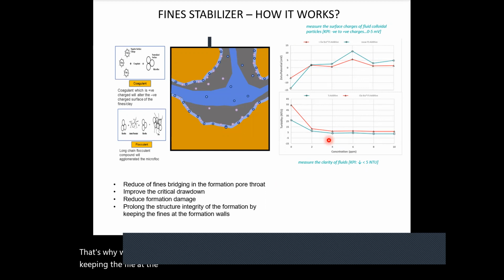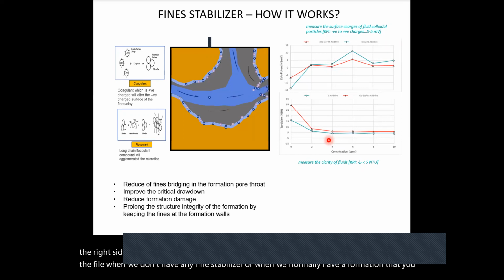So here you can see that in normal production, we are producing the fines. On the right side is the well, and the left side is the reservoir. Normally we are producing the fines when we don't have any fine stabilizer, or when we have a formation that has clay and fines inside it. The blue circles are the fines that normally will be produced to the surface.